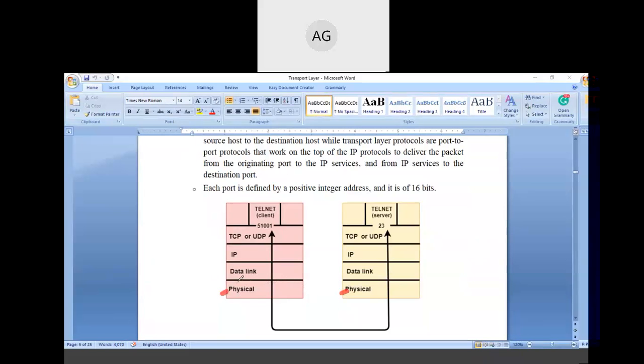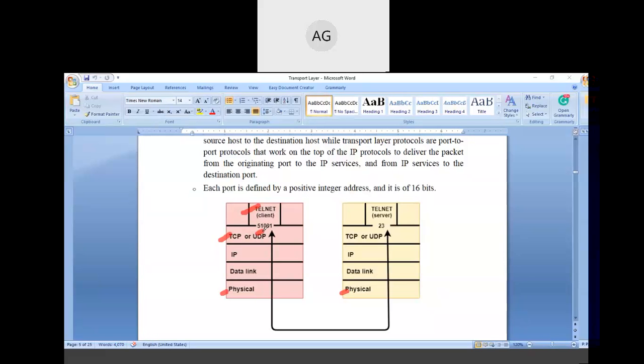Here we are going to communicate with the peer-to-peer layers, meaning the physical layer of the sender is going to communicate with the physical layer of the receiver. In the same way, all the other layers of the sender are going to communicate with the peer layer at the receiver's end. As you can see here at the sender's end, a client is there, and it uses the services of telnet. So it uses the TCP or UDP protocol.